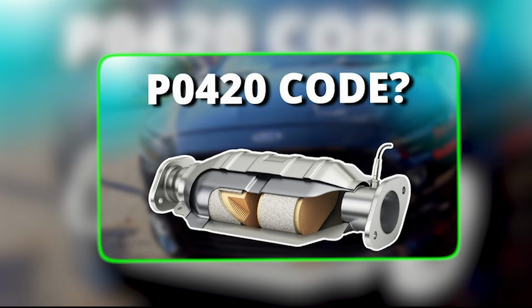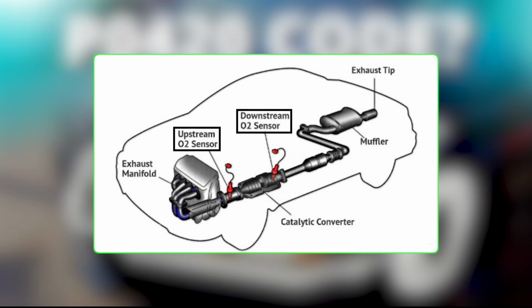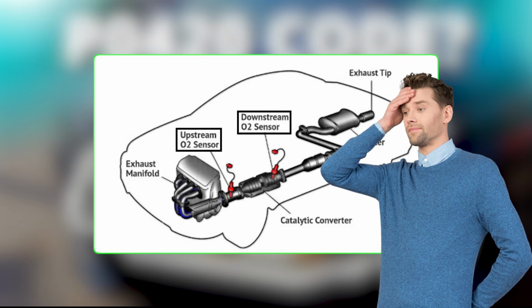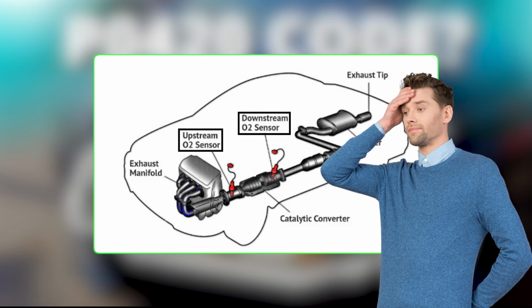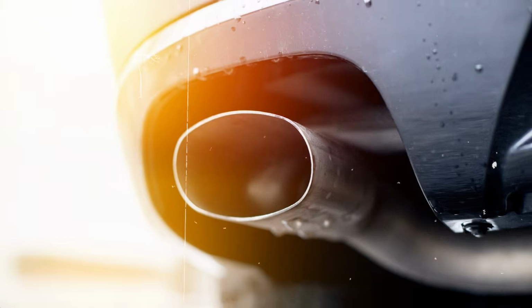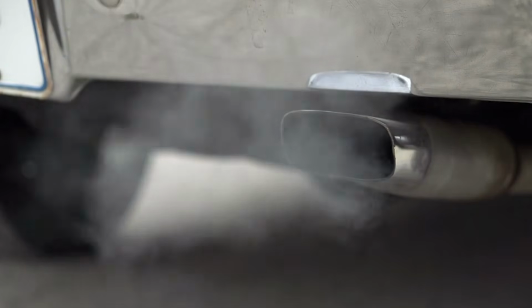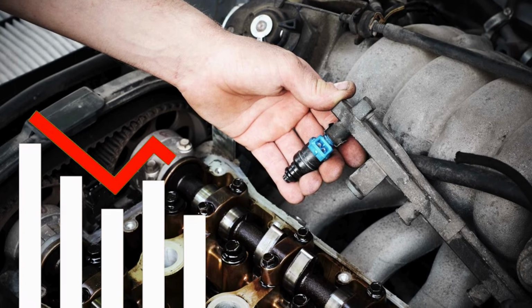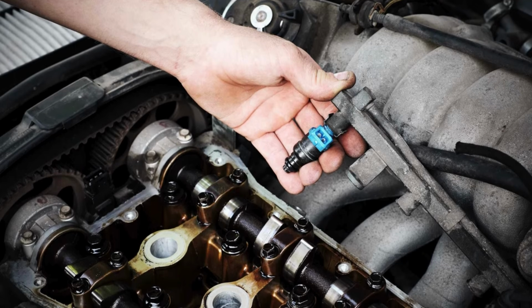What is the P0420 code? The P0420 code is a diagnostic trouble code that indicates a problem with the catalytic converter's efficiency, specifically that it is not performing as expected. This code is crucial because it directly impacts vehicle emissions, as a malfunctioning catalytic converter can lead to increased harmful emissions being released into the atmosphere.